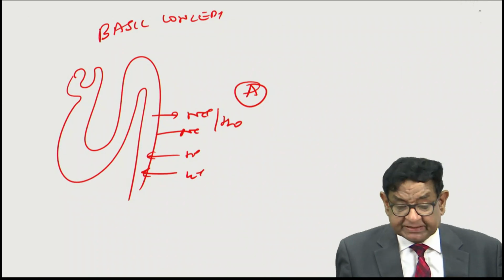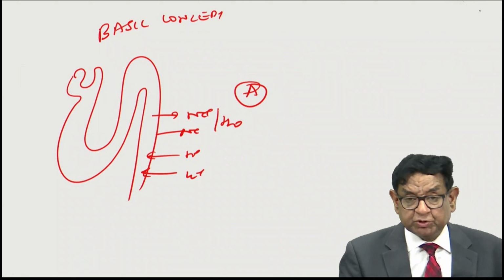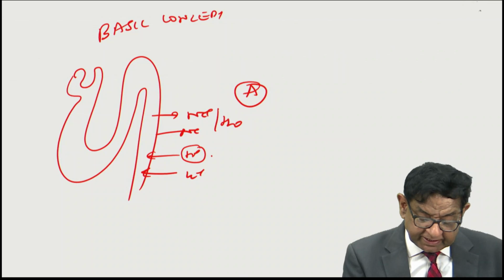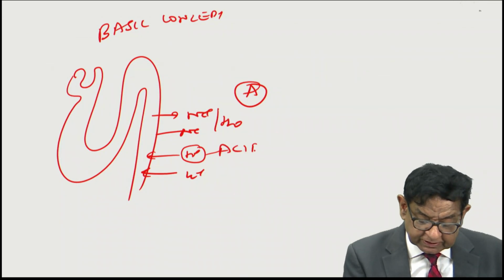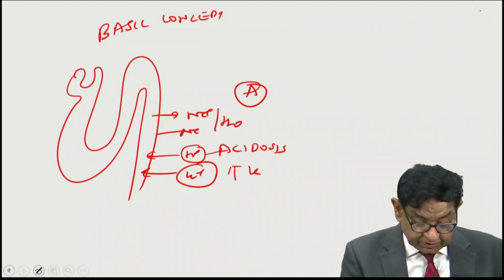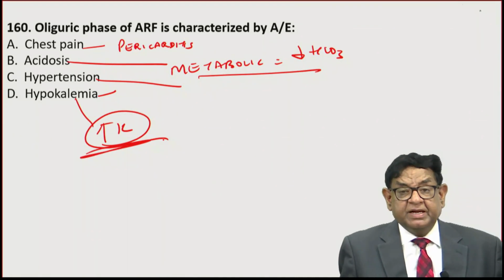But in these cases, there may be a problem in sodium reabsorption. Sodium is not reabsorbed, H ion remains in the body, that leads to acidosis. Potassium remains in the body, that leads to hyperkalemia. So in this case, metabolic acidosis occurs and hyperkalemia occurs.